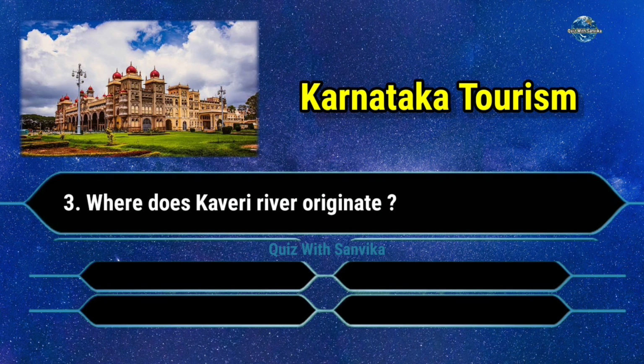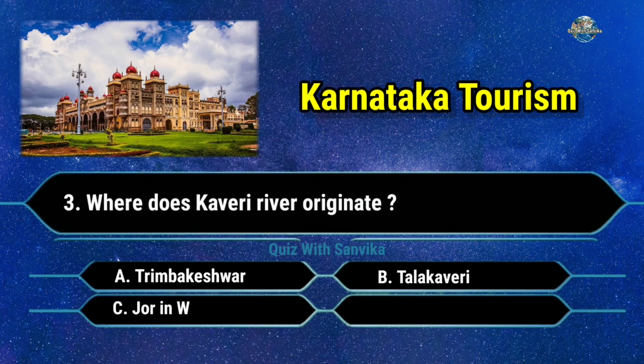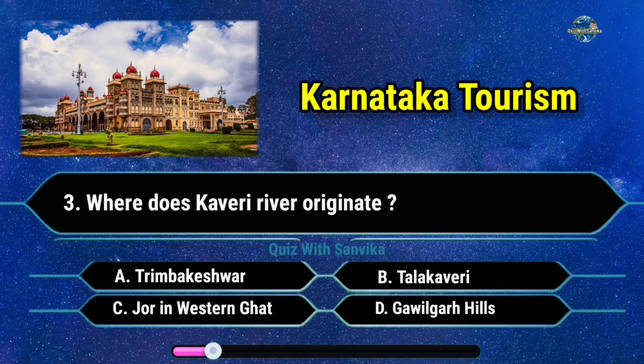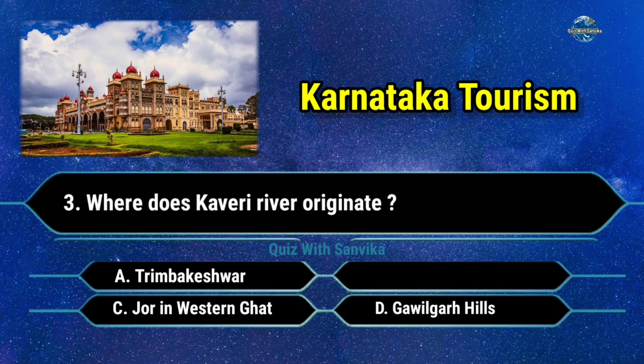Where does the Kaveri River originate? Options are A. Trimbakeshwar, B. Talakaveri, C. Zor in Western Ghats and D. Gavilgarh Hill. Answer is B. Talakaveri.